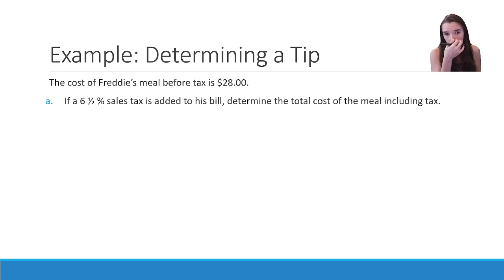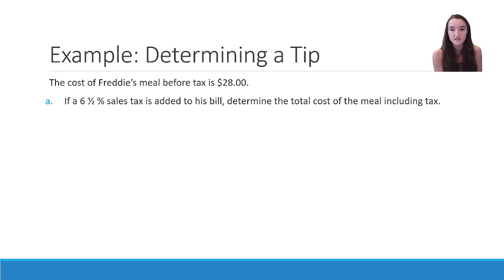Continuing with a little bit more exploration of percents in these types of problems, we have: the cost of Freddie's meal before tax is $28.00. Isn't that nice? When is that ever going to happen? But if a 6.5% sales tax is added to his bill, determine the total cost of the meal including tax.